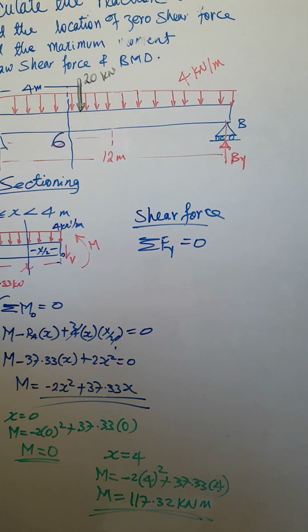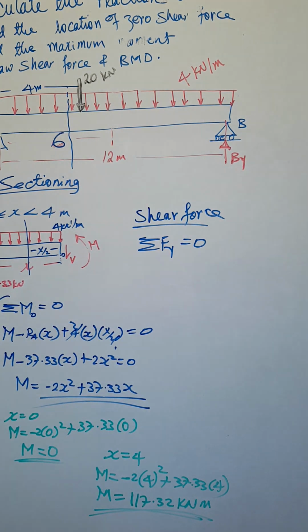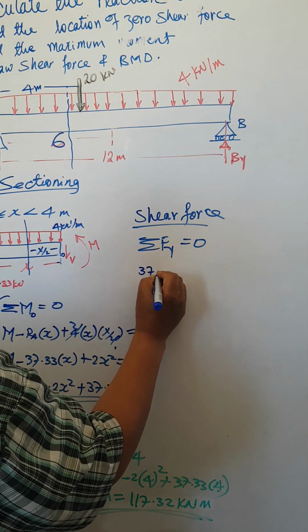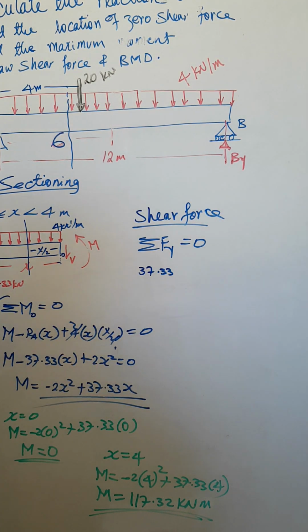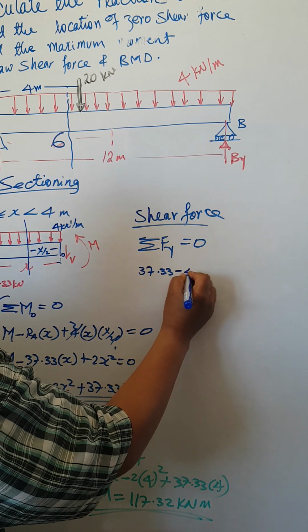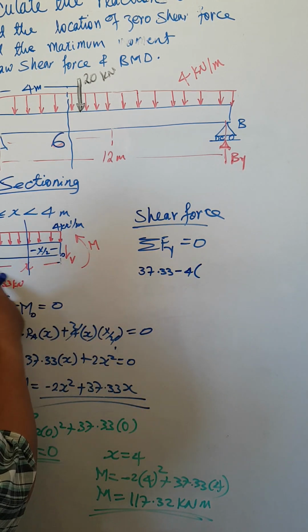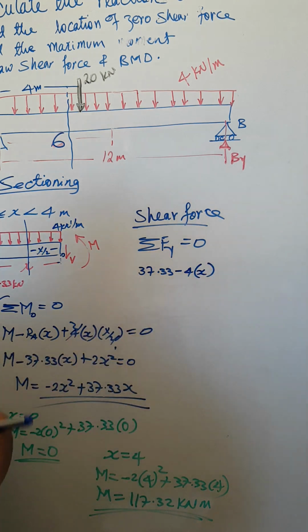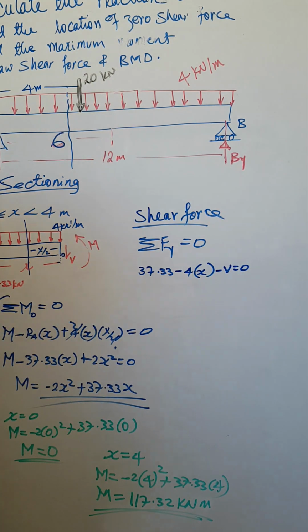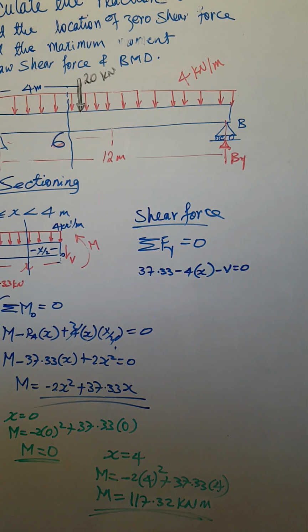In this section, this is an upward force. So we do have an upward force of 37.33 kilonewton. Again, this force is a downward force. The force of the area is minus 4 times the distance. Okay, the width is x. Yes, we assume it's a downward force. So negative v is equal to 0.